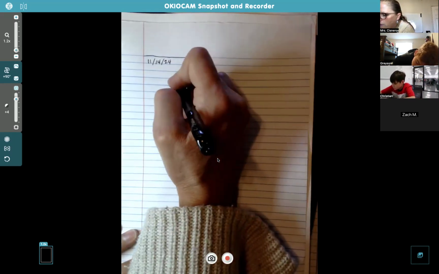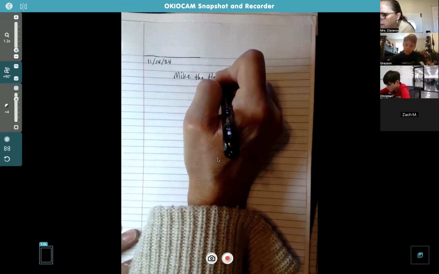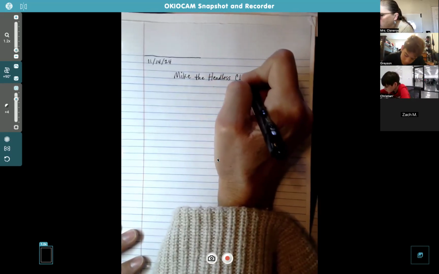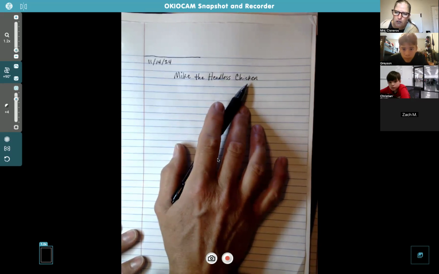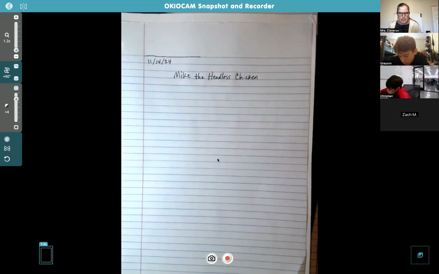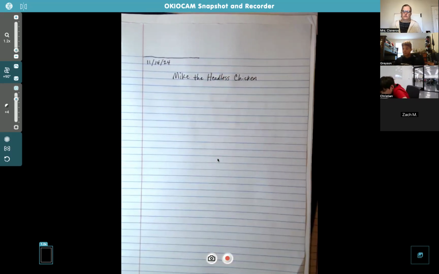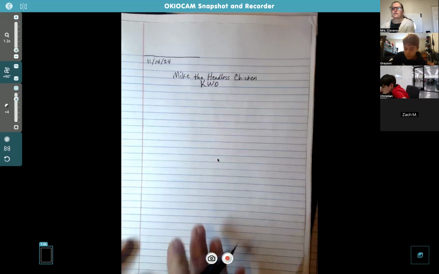Skip a line. We're going to call this Mike the Headless Chicken. Notice that the first letters in Mike and headless and chicken are capitalized, but the word the is not capitalized. It's a little rule about capitalizing a title. Always the first word of the title, no matter what it is, is capitalized. And then beyond that, the keywords. So you're not going to need to capitalize the. We're going to call this the KWO. We're going to build one of those.